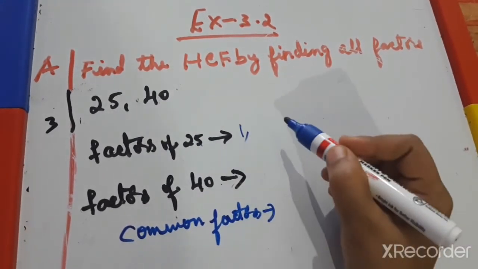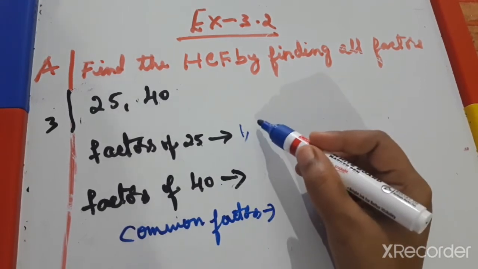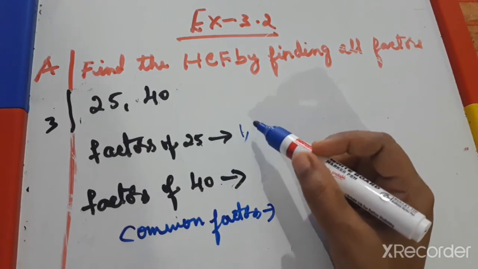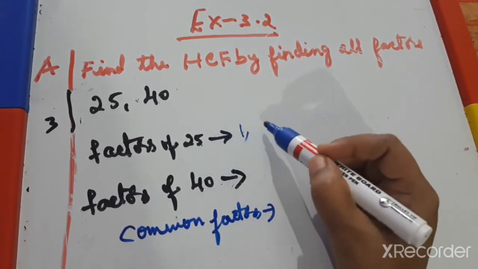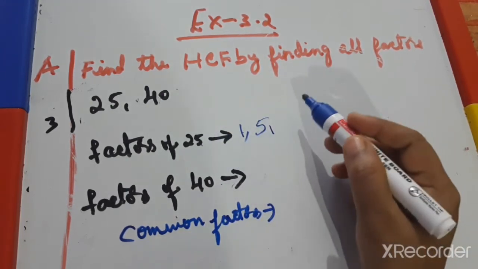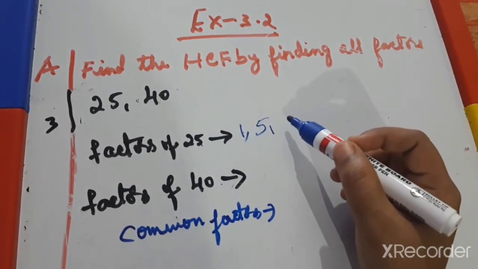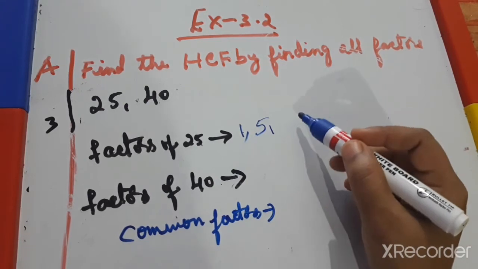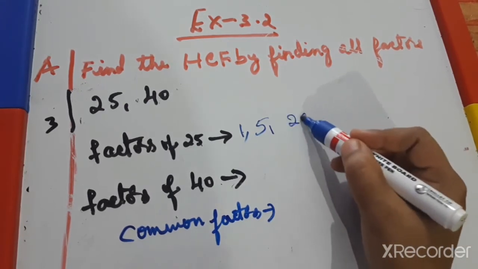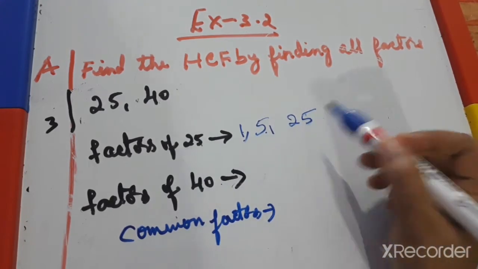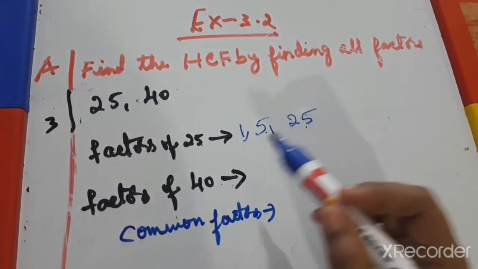1 25s are 25, so 1 is a factor. Then 2, 3, no. 4 will not multiply. 5 5s are 25, so 5 is a factor. 6, no. 7 also not. 8, 9, 10, no. Then 25 ones are 25. Only three factors: 1 25 is 25, 5 5s are 25, 25 ones are 25.